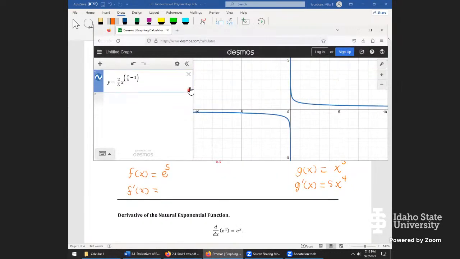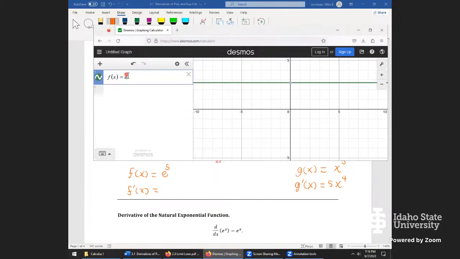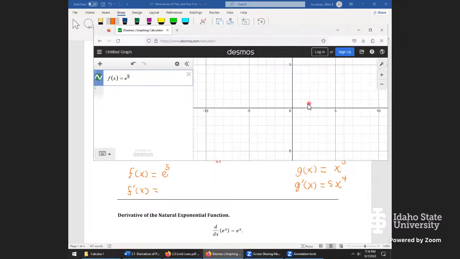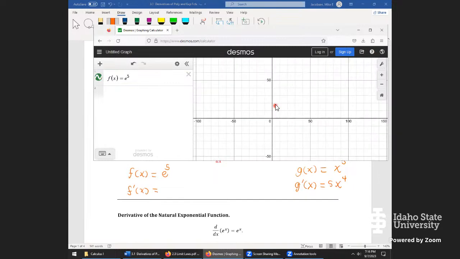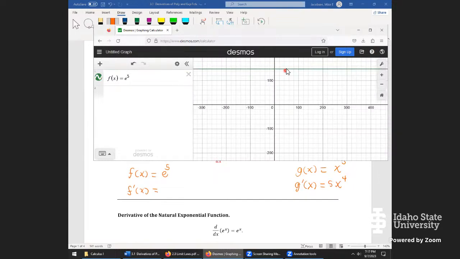Let's take a look at it. If you plotted y equals e to the power 5, it's not plotting for me. How can I make that plot? Let me try again. f of x equals e power 5. There we go. It's up there somewhere. There it is. That's our constant function. The derivative is going to give you the slope of this line. It has to be 0, exactly.